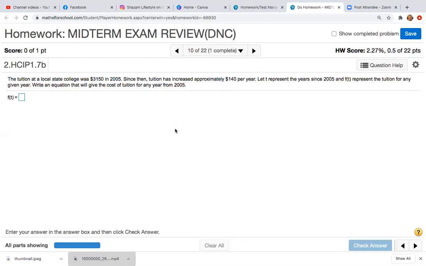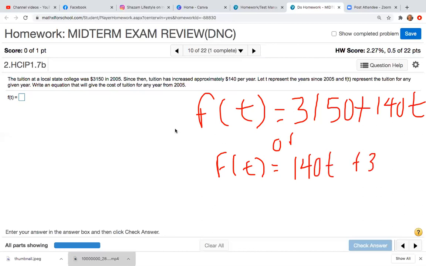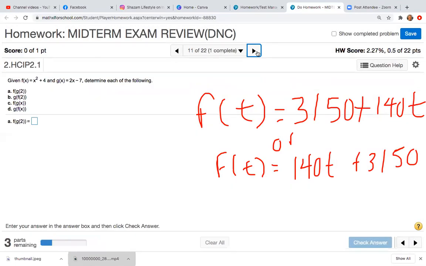So guys, the F of T equation will be equal to the initial tuition in 2005, $3,150, plus the increase per year, which was $140 per year, and we're letting T be the number of years. Now, this is perfectly fine, but you can also rewrite it as F of T is equal to 140T plus 3150. It really doesn't matter which way you express this, okay? Either one is acceptable. And yes, you will see these word problems on the exam, guys. All right, so let me go ahead and clear this one out.